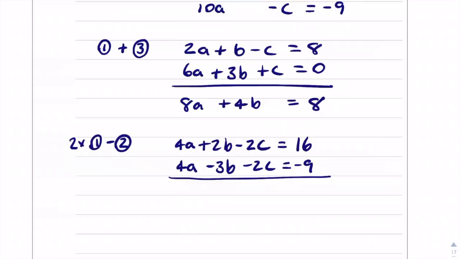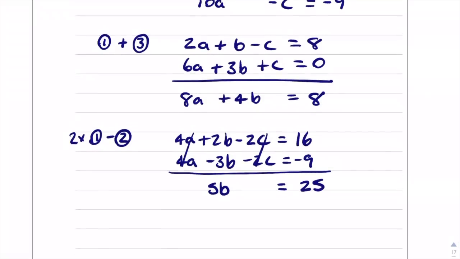Subtract these two equations. Well, the 4a's cancel out, and then we've got 2b minus negative 3b, which is 5b. The -2c's are going to cancel out, and then we're going to have 16 plus 9, which is 25. And this is quite handy because with this equation, both of the a's and both of the c's cancel out. So now we've got a very simple equation where we can work out the value of b by dividing both sides of the equation by 5. So obviously b is 25 over 5, which is 5. So that's our value for b.